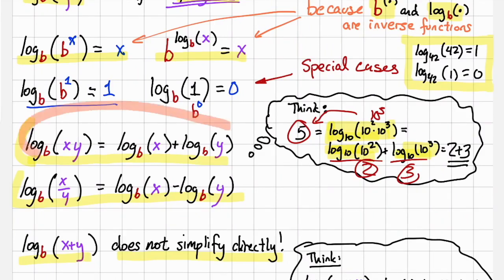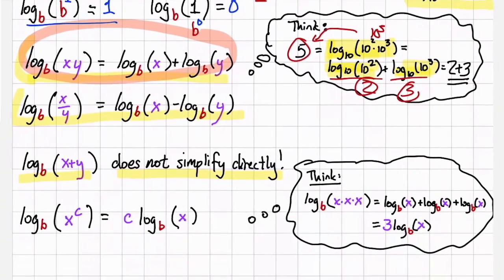So now let's investigate a generalization of this rule here. If we take the log of a power of x, we can bring the power down out front. So log base b of x to the c is equal to c times log base b of x. How is that related to the rule above?